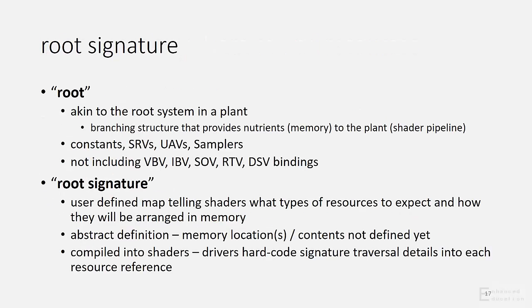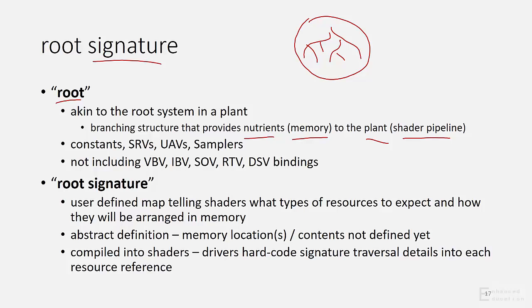The name of the resource binding layout definition in DX12 is the root signature. So why the name root? Think of it like a plant where the root system provides nutrients to the plant. Correspondingly, in DX12, the root provides memory to the shader pipeline. And the structure of the root turns out to have branching in it, representing levels of indirection. And the signature of the root defines the structure of the root system.